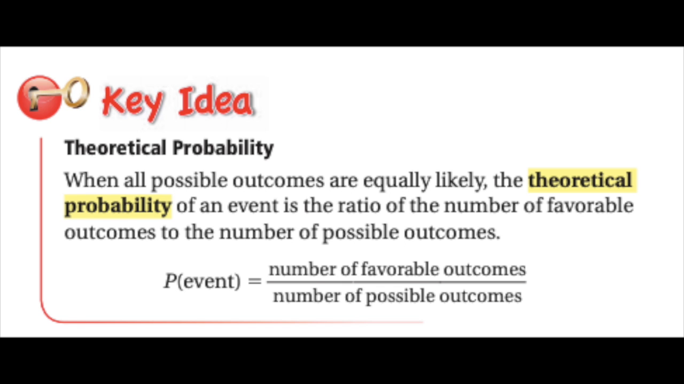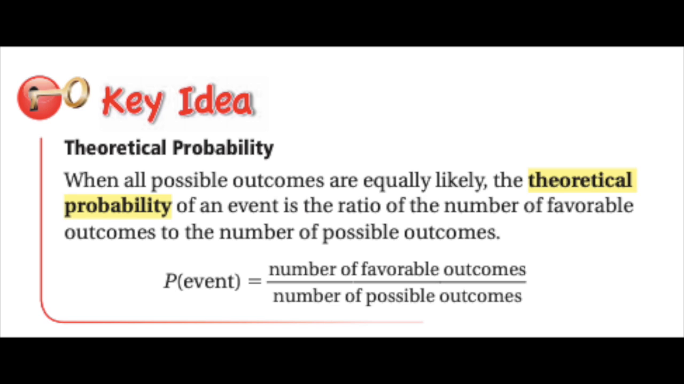Good morning. We're starting with lesson number 17, Theoretical Probability. Key ideas on page 415. So again, today we are looking at theoretical probability. Yesterday was experimental, so they're very, very similar.